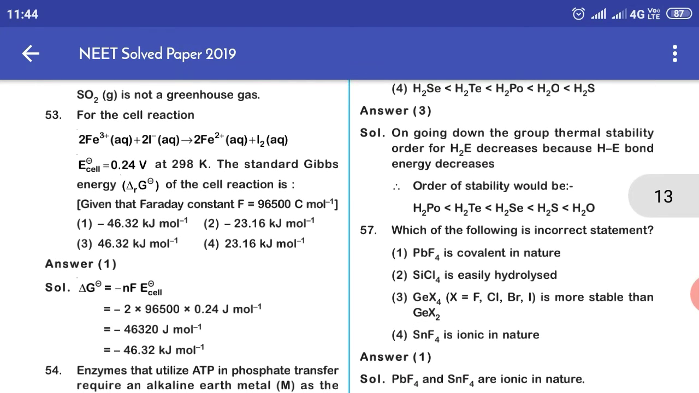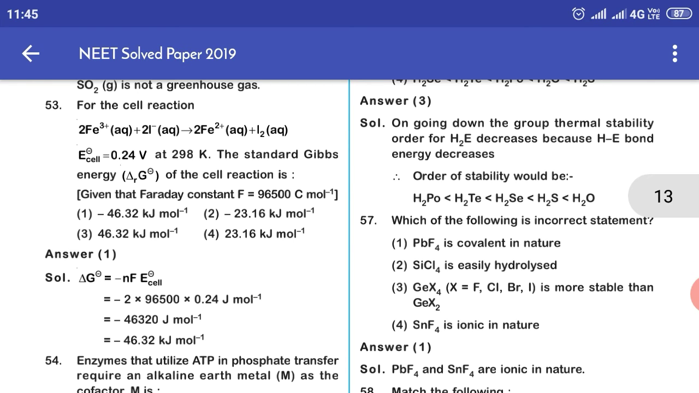Question number 53. For the cell reaction, calculate the standard Gibbs energy. The formula is minus nF E0 cell. This is a very, very important question from the chapter electrochemistry. Here the given E0 cell is 0.24 volt. The number of electrons involved is 2, E0 cell is 0.24, and F is 96500 coulomb. All are given, and option 1 is the correct answer, minus 46.32 kilojoule per mole. You have to remember the relationship between electrode potential, standard electrode potential, and standard Gibbs free energy.